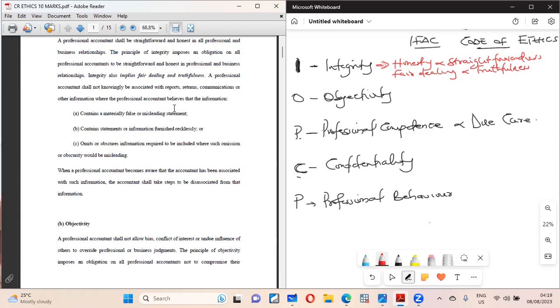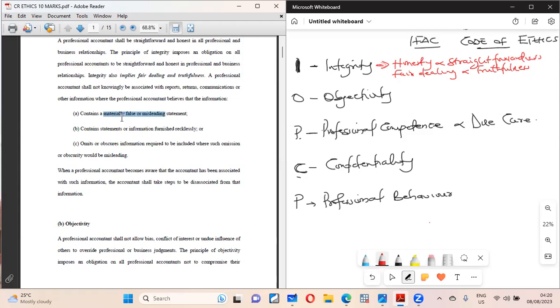Now, this is the part I want you to note clearly. It says that a professional accountant shall not knowingly associate himself with any report, returns, communication, or any other information where that professional accountant believes that it contains materially false and misleading information. It contains a statement of information furnished recklessly. It means that the information that you are giving somebody, you did not do due diligence on it. And information that omits or obscures information required, where such omission or obscurity would be misleading.